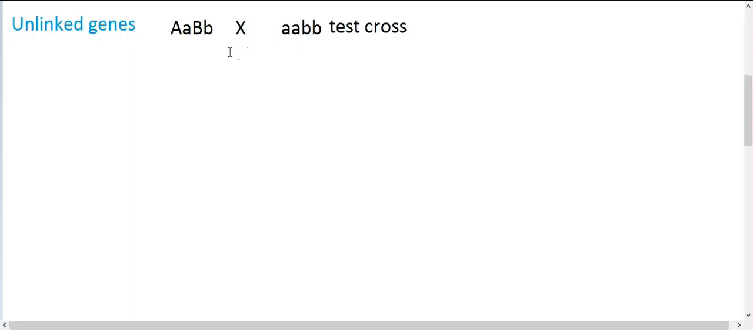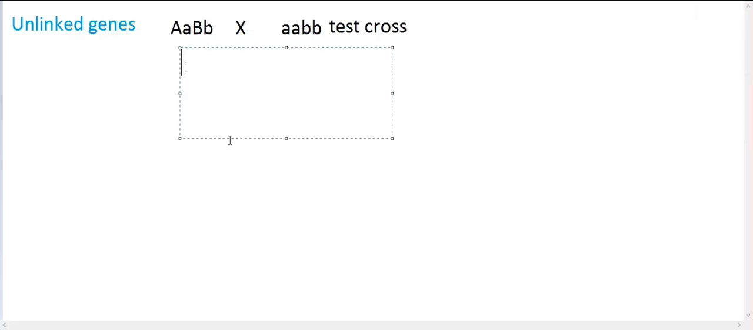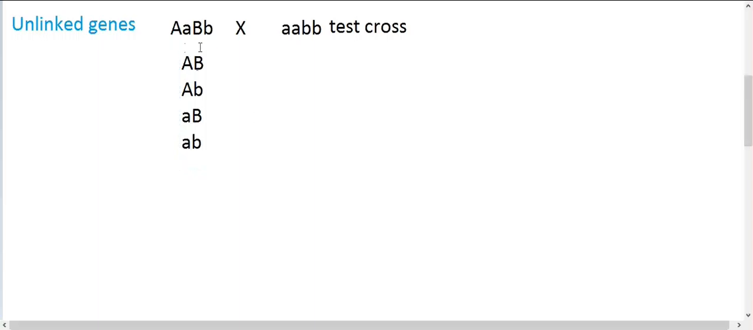So what are the gametes? Well, what are the gametes that this individual can produce here? Well, look at this. The gametes that this individual can produce are big A, big B, big A, small b, small A, big B, and small a, small b. So these are the gametes that this individual can produce.